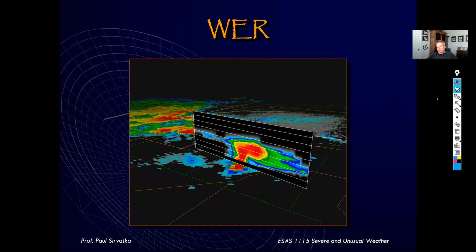Here's an example of a weak echo region that's pretty nice. Weak echoes here, underneath much higher echoes. So this is where your updraft is, right? Your updraft is here. And we're seeing the cloud would look like this. Precipitation's coming out both ways, and then most of it's falling out in the forward flank like that.